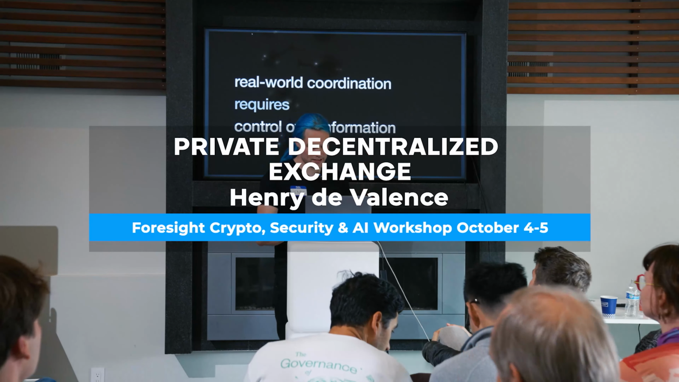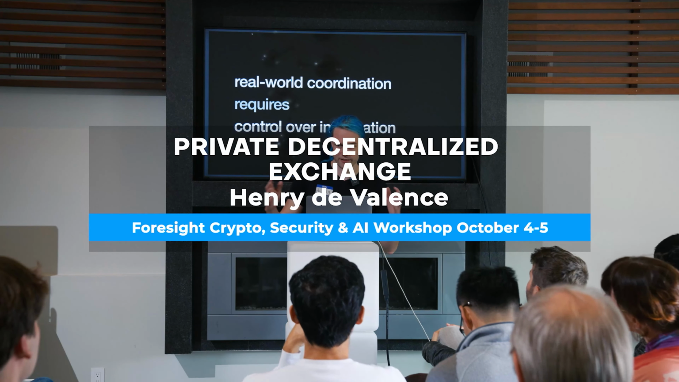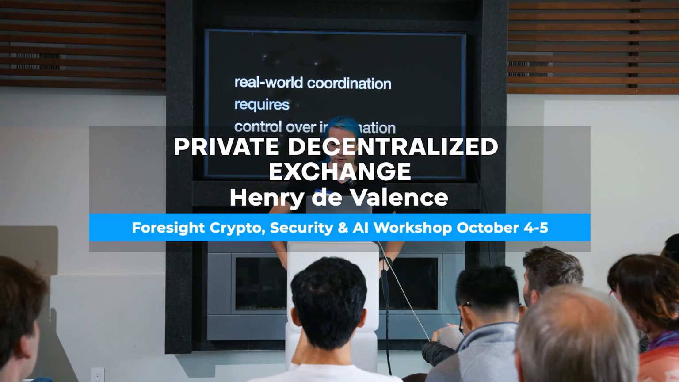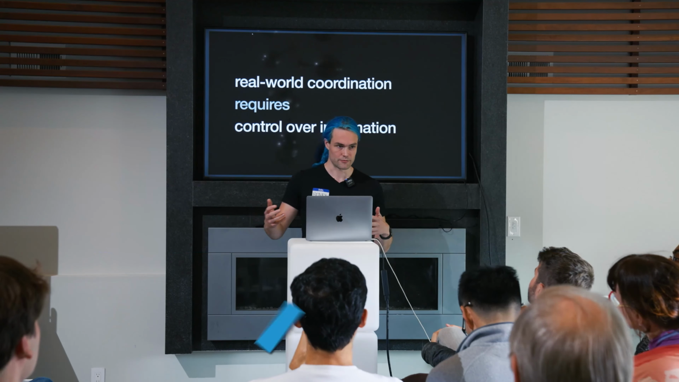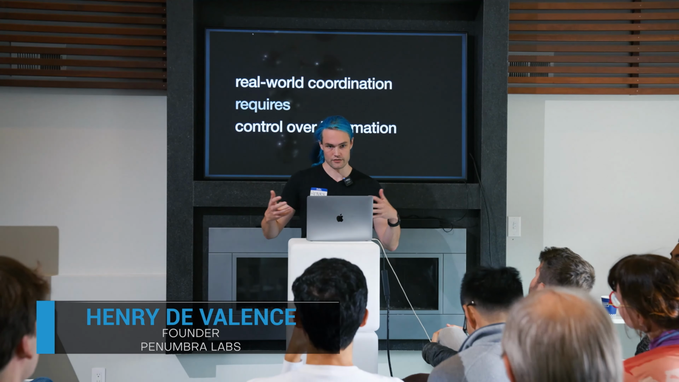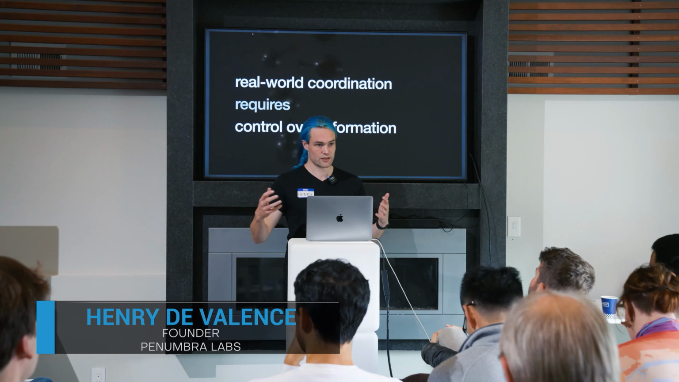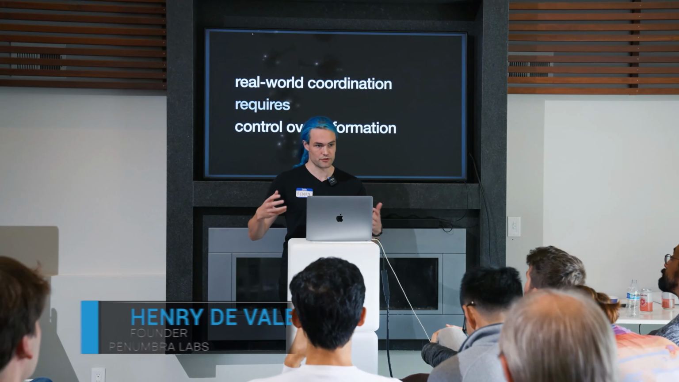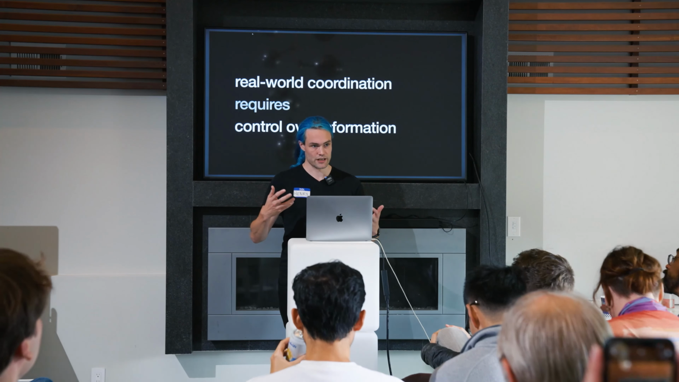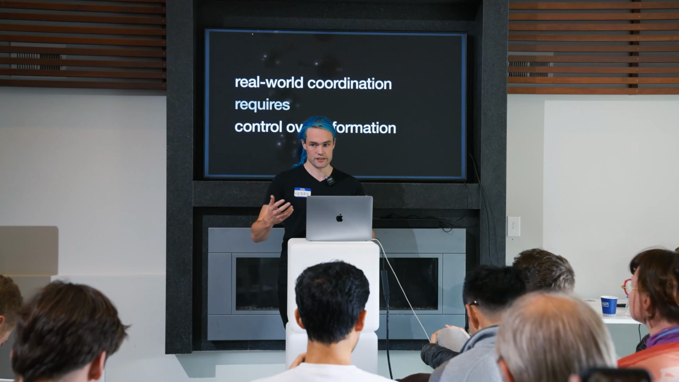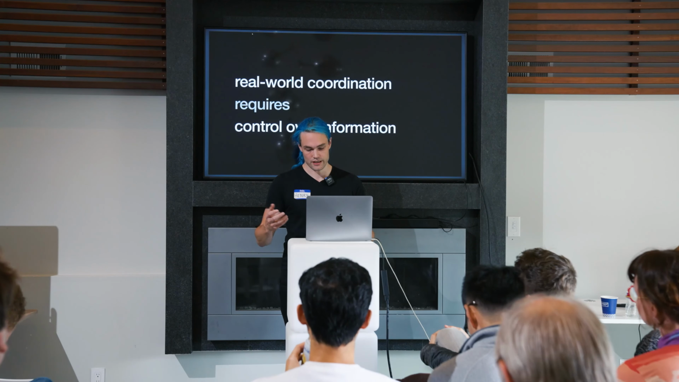Right. So this is basically the starting point for the talk, which is the claim that real world coordination requires control over information. In the context of building crypto systems, you have this idea that we're going to build all these on-chain coordination tools that are going to allow people to coordinate in new ways. But if you don't have a way to control the information that is disclosed through that process, you have some pretty fundamental limitations.